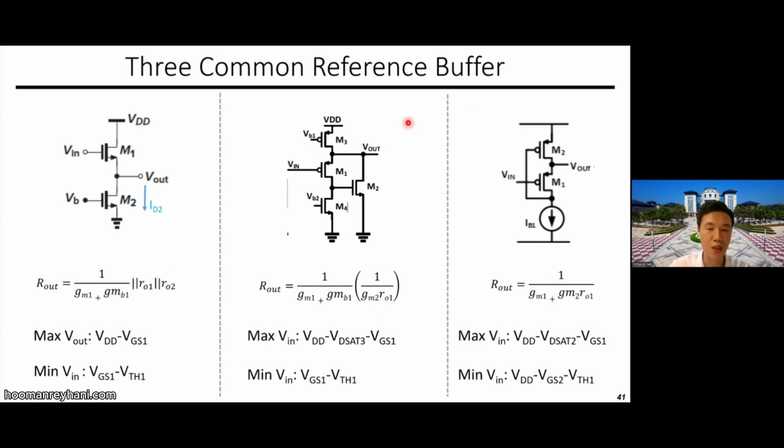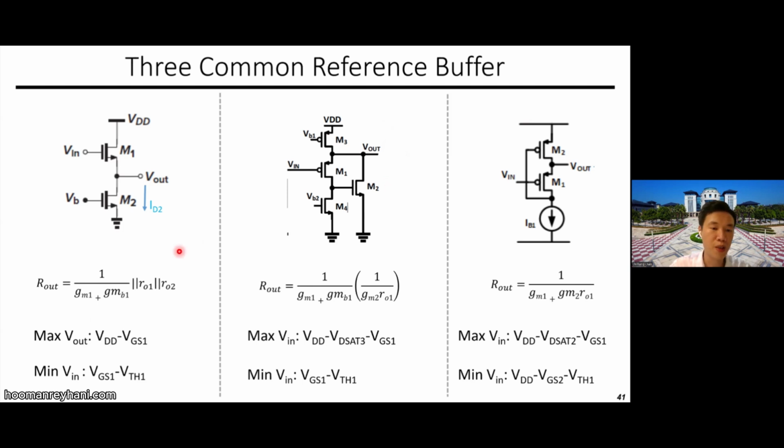Why are they not used in the input buffer? Actually, some of them are used, but the reason is because they usually have poor linearity. But they are good to use in the reference buffer because you do not have swing there. So these two are actually a good choice for the reference buffer.